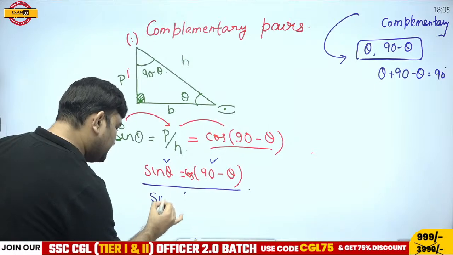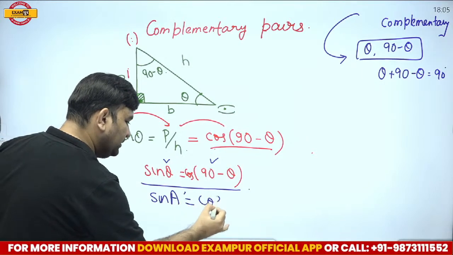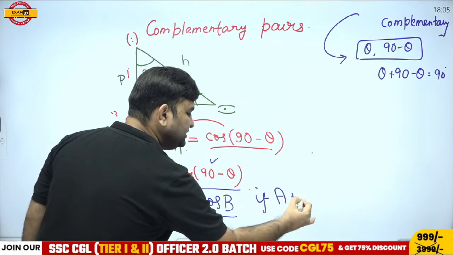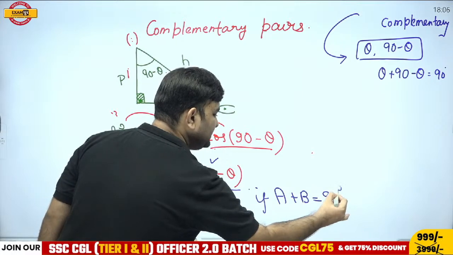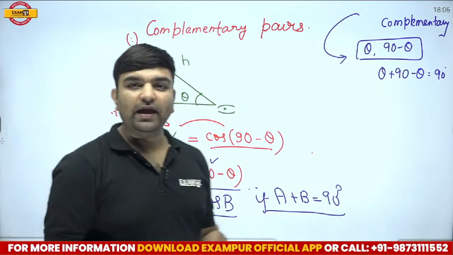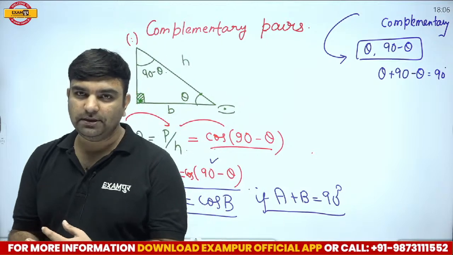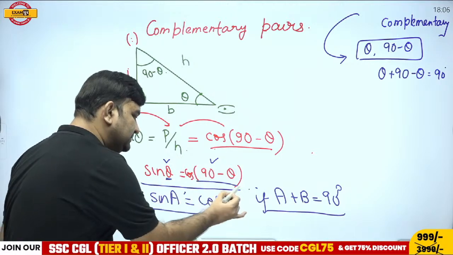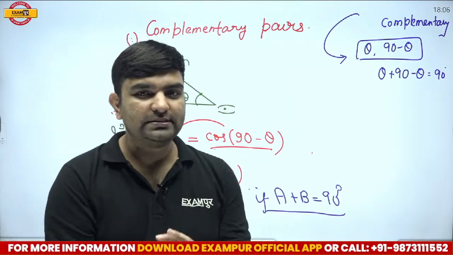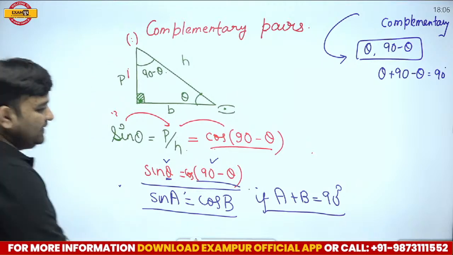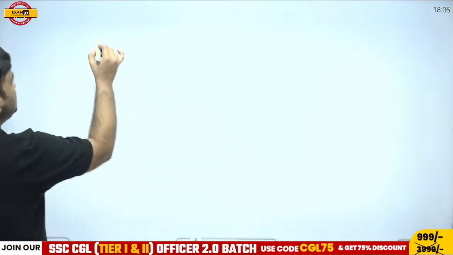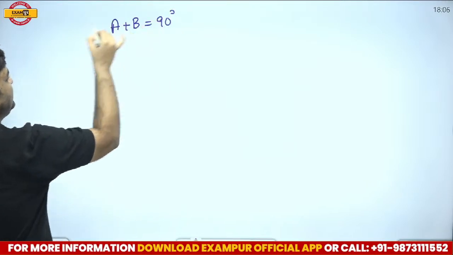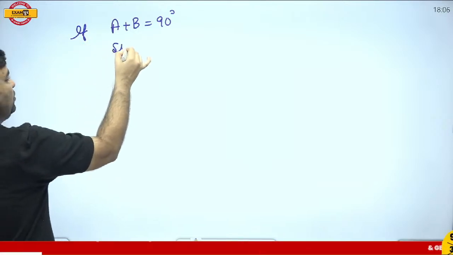You can say, sir, sine A is equal to cos B if A plus B is 90. As simple as this. So if angles are complementary, then sine A is equal to cos B. There are a lot of examples based on this. If A plus B is 90, then sine A is equal to cos B.